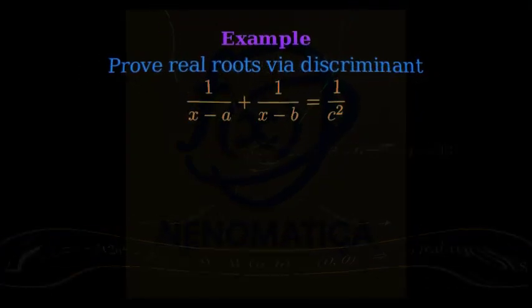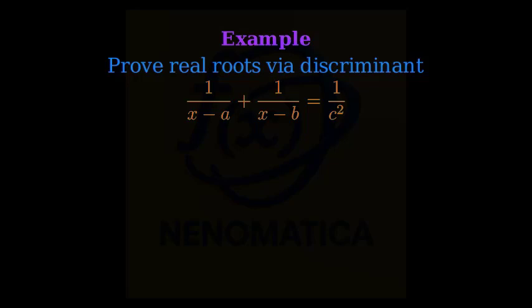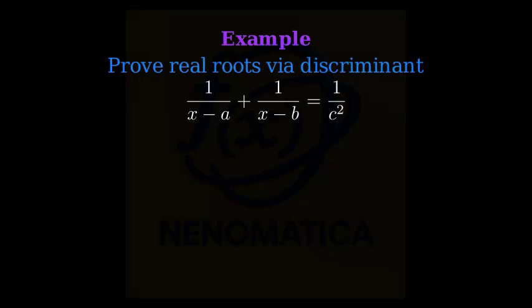In this example, we will prove that the equation 1/(x − a) + 1/(x − b) = 1/c² always has real roots. We'll convert the equation into a standard quadratic, and then show that its discriminant is always non-negative. Step 1. Combine the fractions on the left side by using a common denominator. The common denominator is (x − a)(x − b).